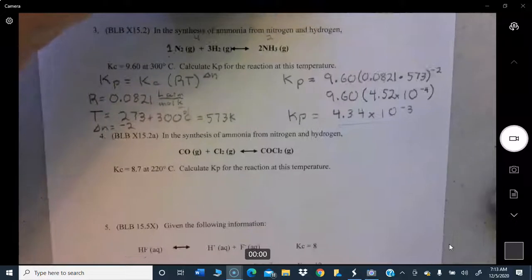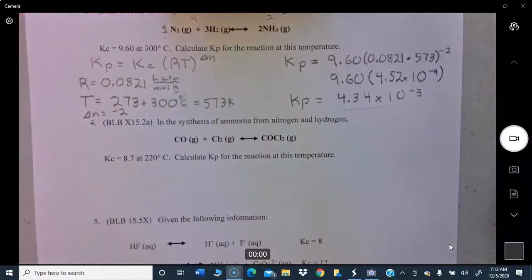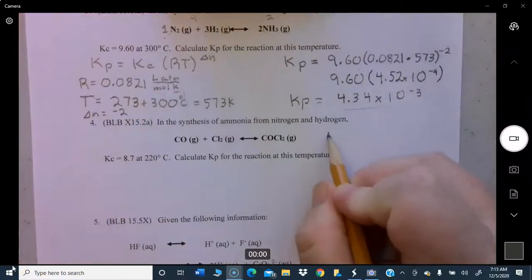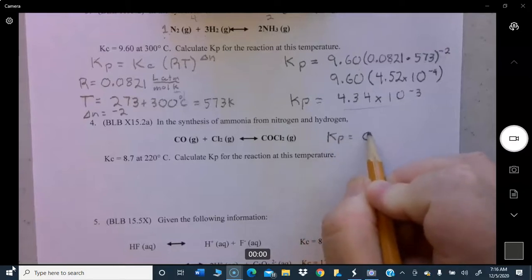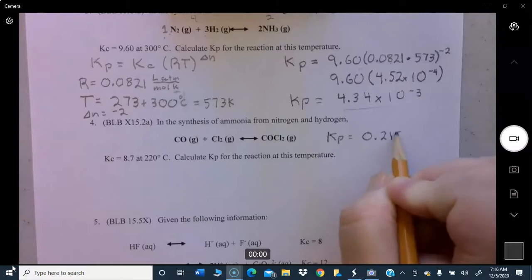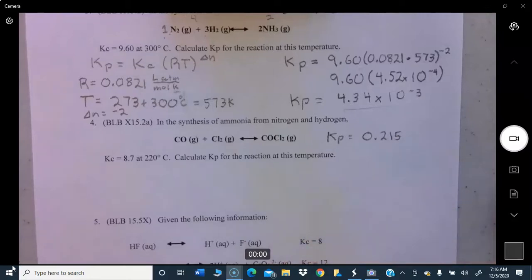Actually, I'm going to leave the next one for you to do on your own. Okay, so for number 4, the final answer is going to be Kp equals... Okay, so go ahead and work that problem, see if you get that answer. Okay, let's move on to number 5.